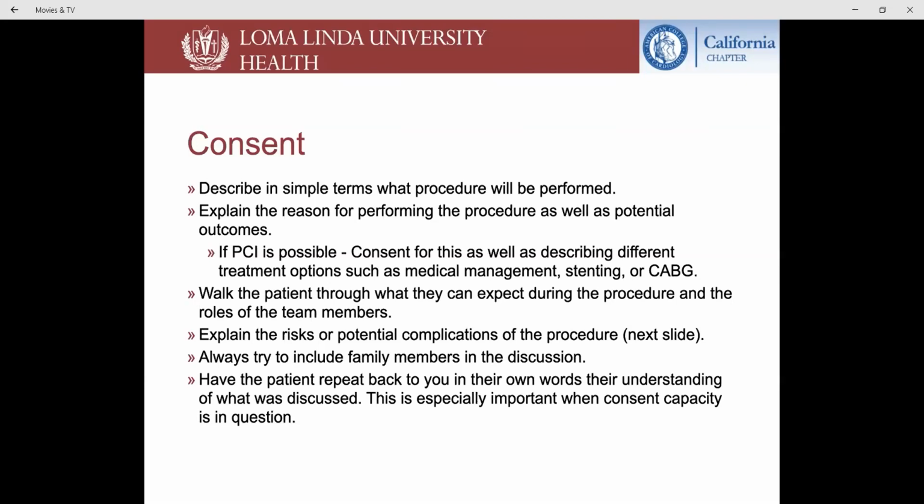Walk the patient through what they can expect during the procedure and the roles of the various team members. Explain the risks or potential complications of the procedure, which we'll go over. Always try to include family members in the discussion because that's very well received, and more brains are always better than one. And after you're done doing all this, it's important to have the patient repeat back to you in their own words their understanding of what was discussed. This is especially important when consenting patients who have questionable capacity to consent.